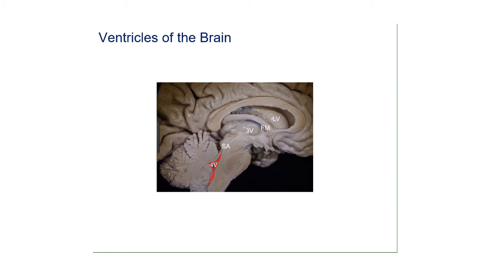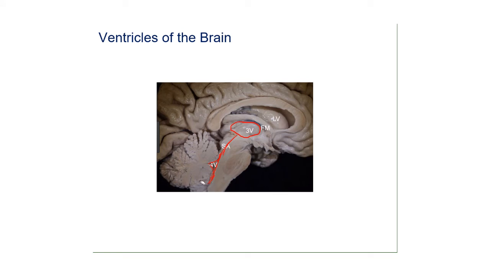Okay, and connecting the third and the fourth is going to be this duct, the cerebral aqueduct. SA is just another name for it. We're not gonna talk about it. And here is the interventricular foramen, where the CSF will drain out from the LV into the third. And again, FM here is just another name for the foramen. So we're gonna stick with the interventricular foramen.